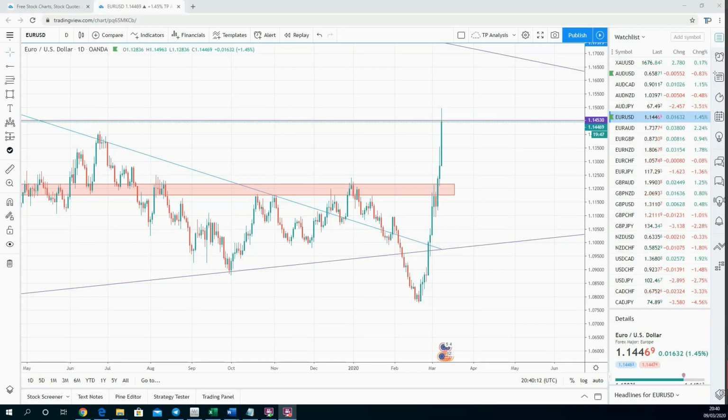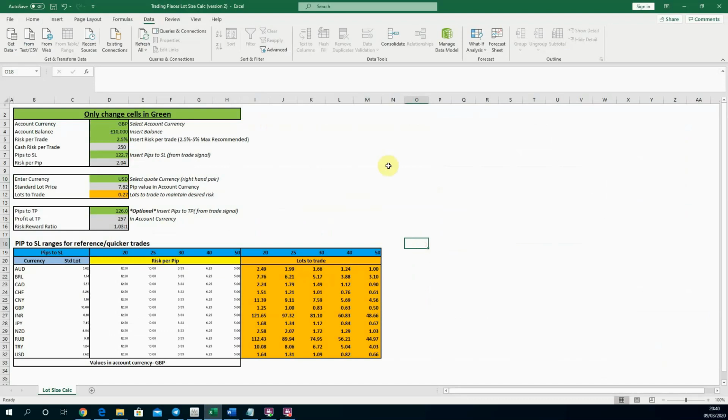Now, in order to work out how many standard lots you need to be trading, I've developed an Excel spreadsheet, as I mentioned. Now we can see it's pretty straightforward. It's got the fields clearly marked here. Account currency, this is the equity you hold in your brokerage's account. Account balance, risk per trade, it works out the cash risk per trade, pips to stop loss, and risk per pip.